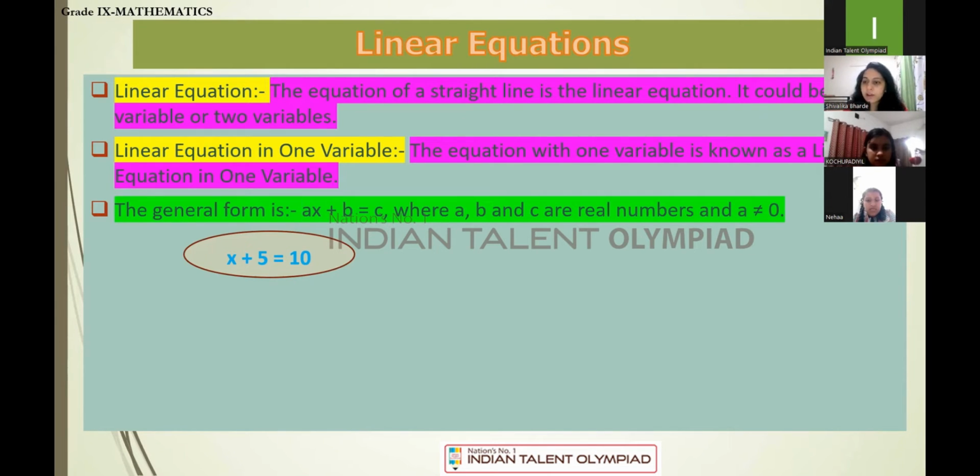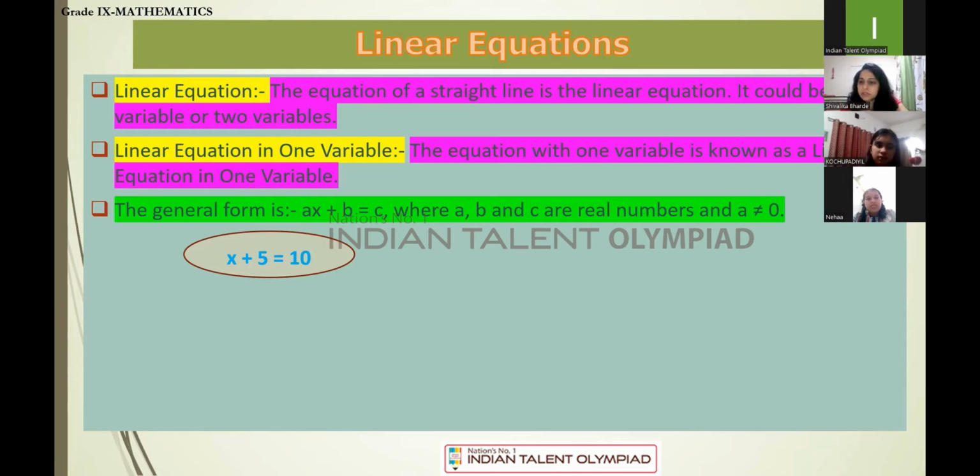What do you think if I take the value of a as 0? Then x will become 0, so it will be 5 is equal to 10. Does it make sense? Nothing. It is possible only in the case of 5 is equal to 5 if b and c are equal, and that is possible only if the constants are equal. Then it will not be an equation. We are not dealing with any variable, so it will not be an equation in one variable.